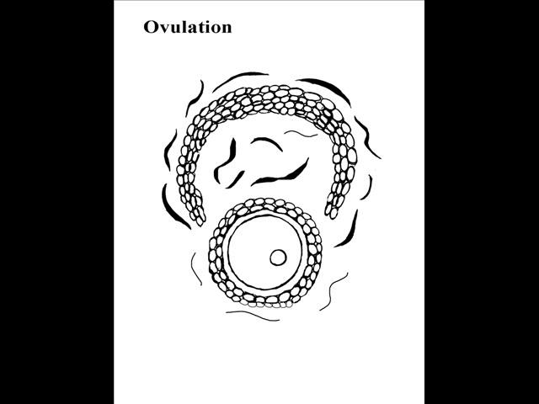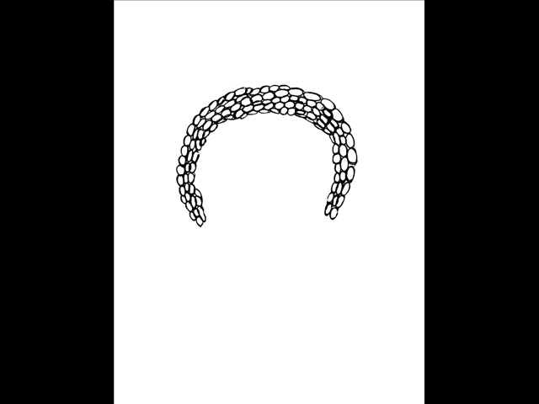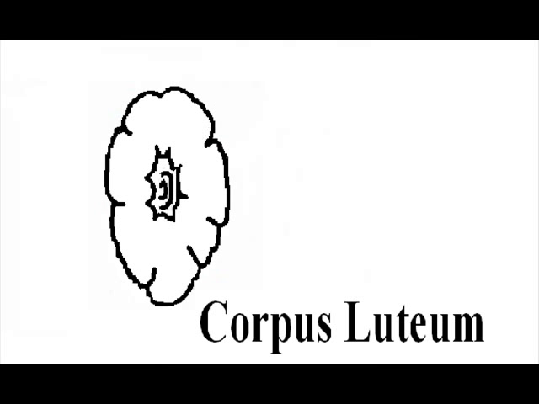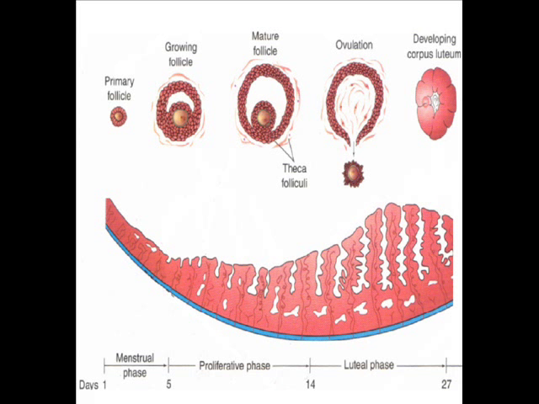The luteal phase occurs between days 15 and 27 of the cycle. Here we see ovulation. The oocyte is released and the remaining follicular structure becomes the corpus luteum. The corpus luteum secretes progesterone and estrogen, which cause additional growth to the endometrium.